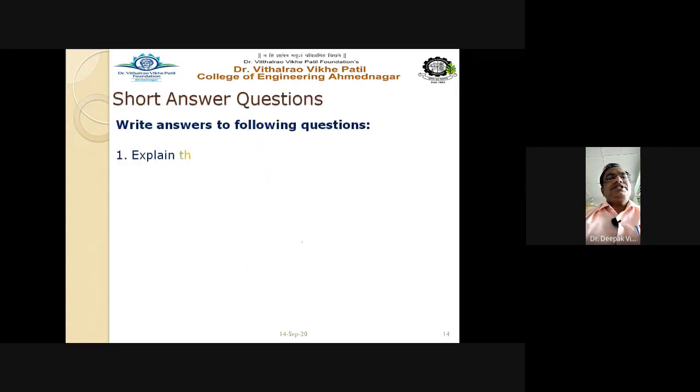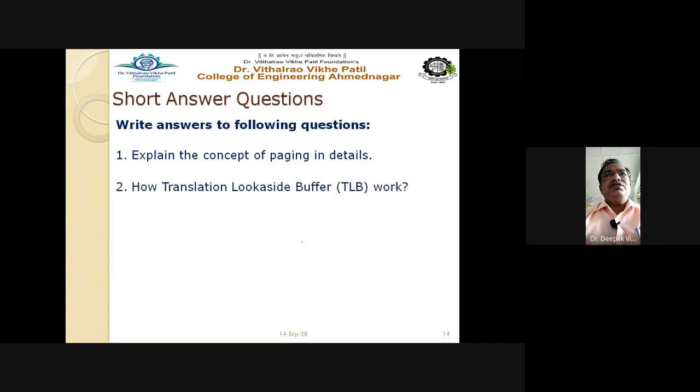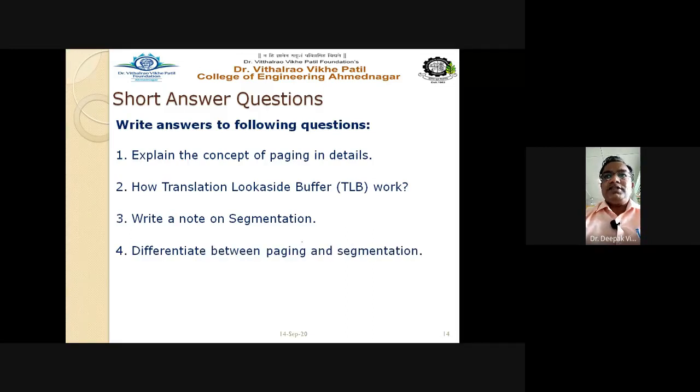The important questions asked on this topic are: explain the concept of paging in detail. You have to draw the diagram first and explain the concept in detail. Then how the logical addresses, or virtual addresses, are mapped to the physical address, that also we have to mention. Then how the translation lookaside buffer works, a note with the help of a diagram. And if there is a question on segmentation, you have to elaborate the concept of segmentation. It's a very simple one. Differentiate between paging and segmentation. Already we have discussed the differences.